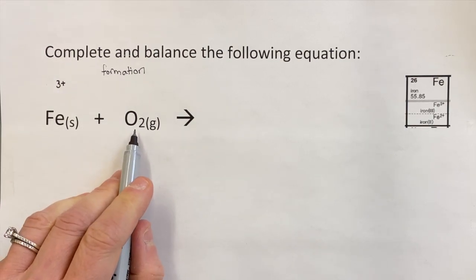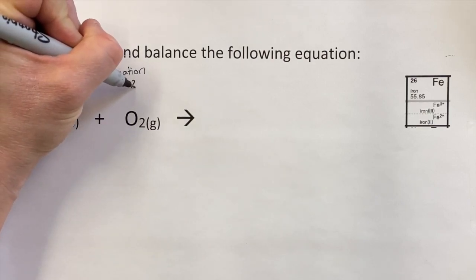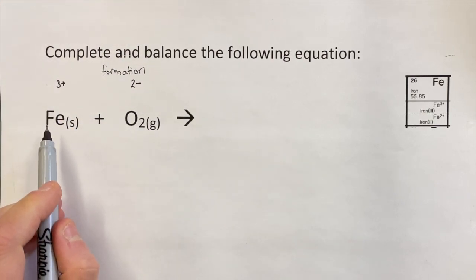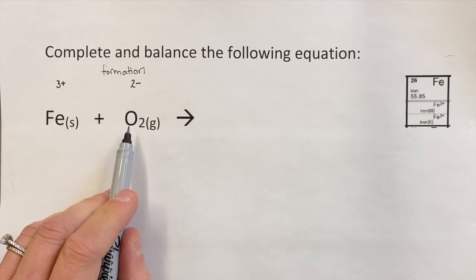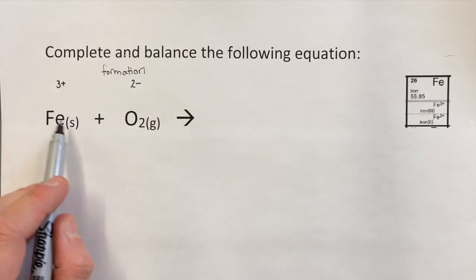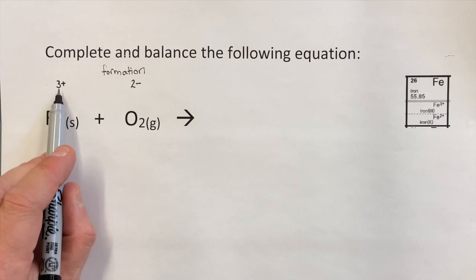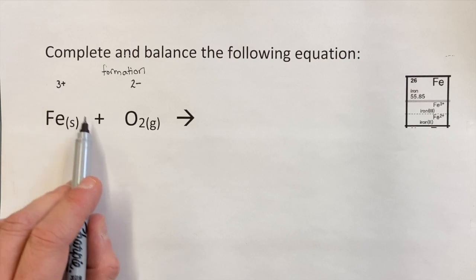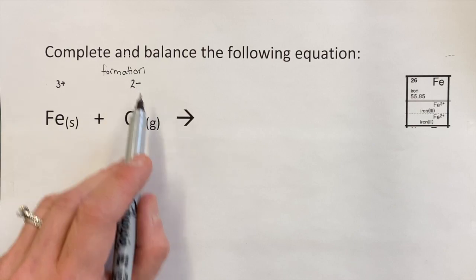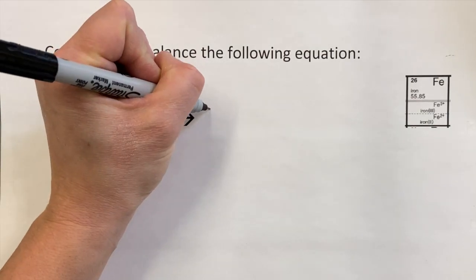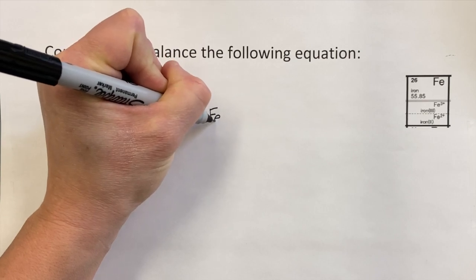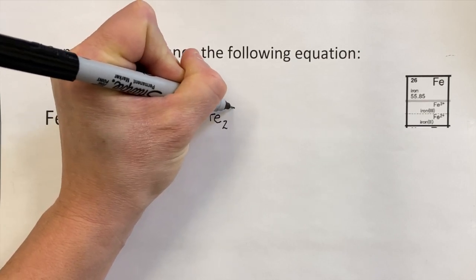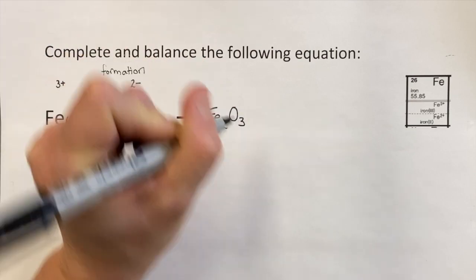When I look at my periodic table, I find that when oxygen forms an ionic compound, it's 2-. If I put iron and oxygen together in a 1-to-1 ratio, I will not get a neutral compound. So I need to figure out how to make it neutral. And the way I'm going to do that is I'm going to do 2 irons at 3+ to give me a total charge of 6+, and 3 oxygens at 2- to give me a total charge of 6-. So Fe2O3 is going to be my answer.